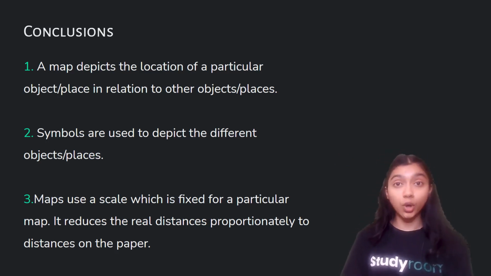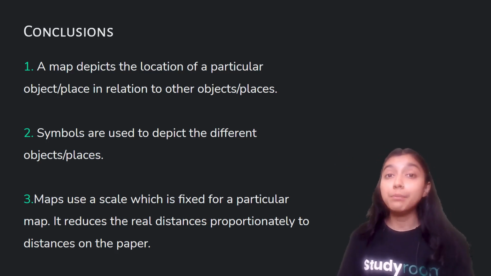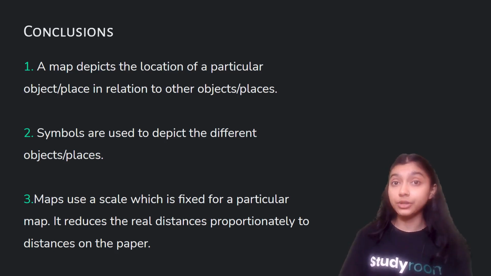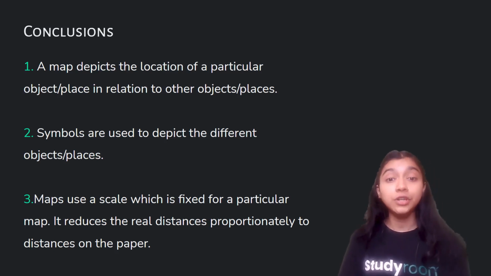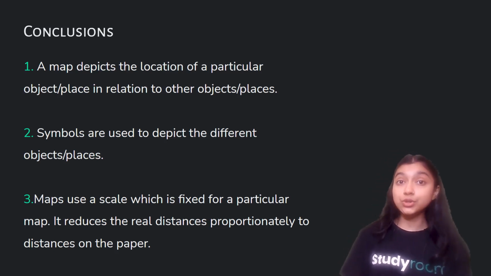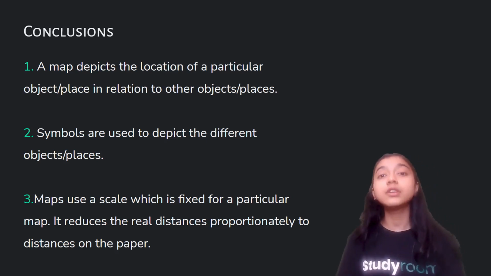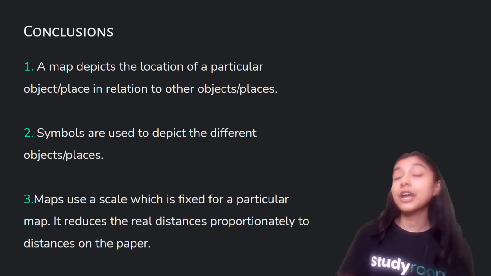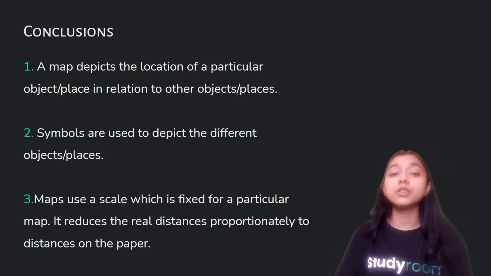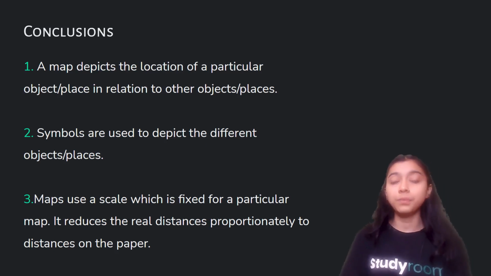Now the second thing that I taught you is that whenever we are mapping, we have to use symbols in order to represent the different objects. So symbols are used to depict the different objects or the different places. For example, if I have to depict a playground, let's say I will take a circle to depict the playground. So we have to use symbols in order to depict different objects or places.